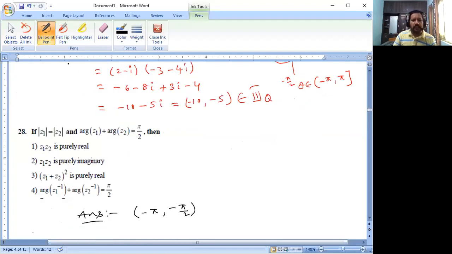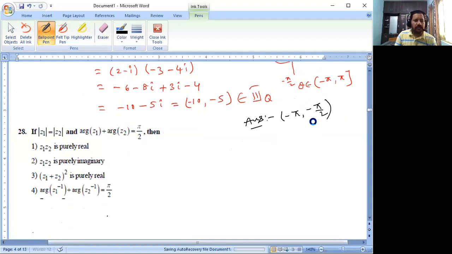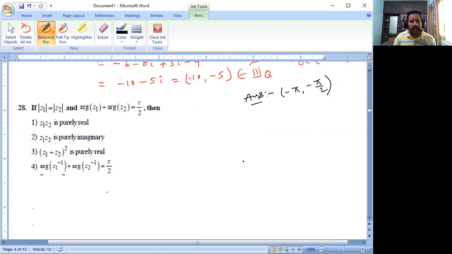Read the question clearly, what they are given. This is the previous question's answer: minus π, minus π by 2. So I will write here, answer is minus π comma minus π by 2. Given mod z1 is equal to mod z2 and argument of z1 plus argument of z2 is equal to π by 2. Use that concept.